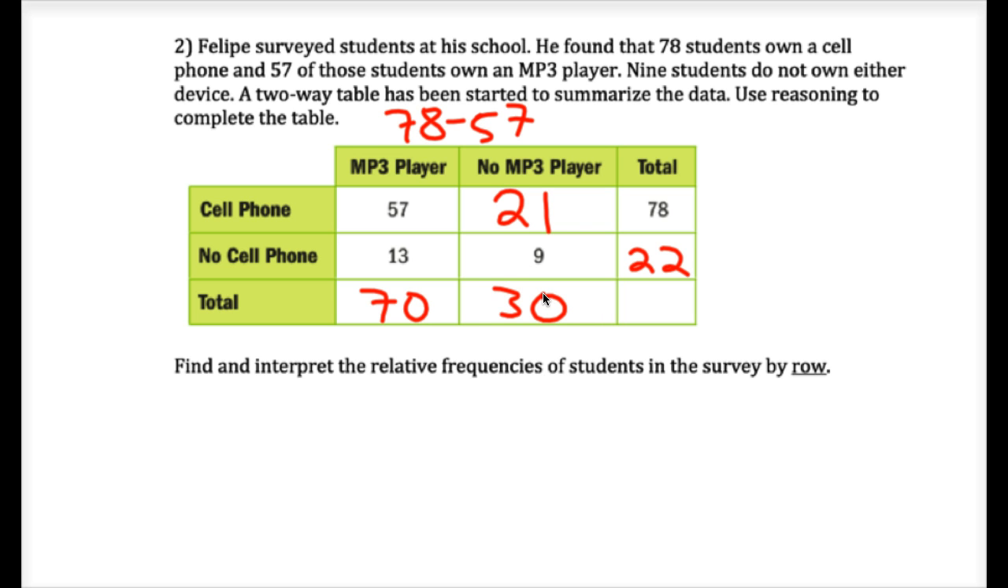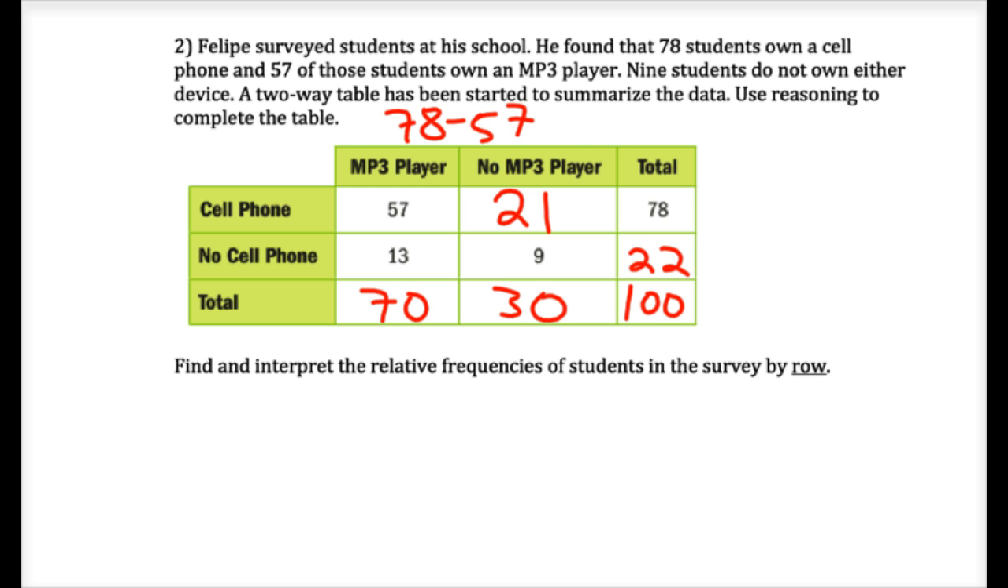How many people were surveyed? 101. Wait, do they add up to 100 both ways? Do they have to? Yes, they do. Okay, 78 plus 22 makes 100, and 70 plus 30. If these two numbers, the totals in the column and the row, don't add up to the same, you did something wrong.